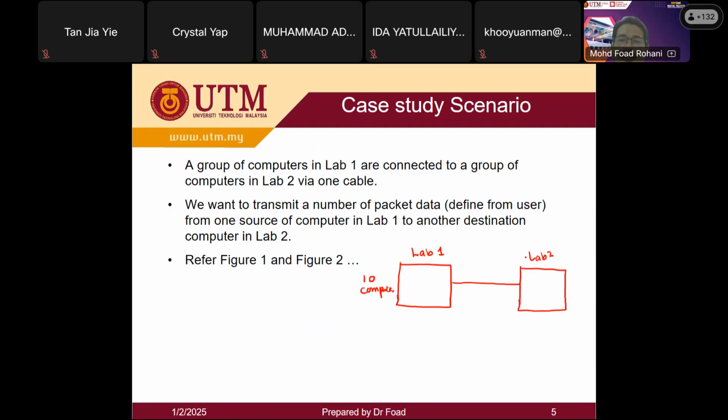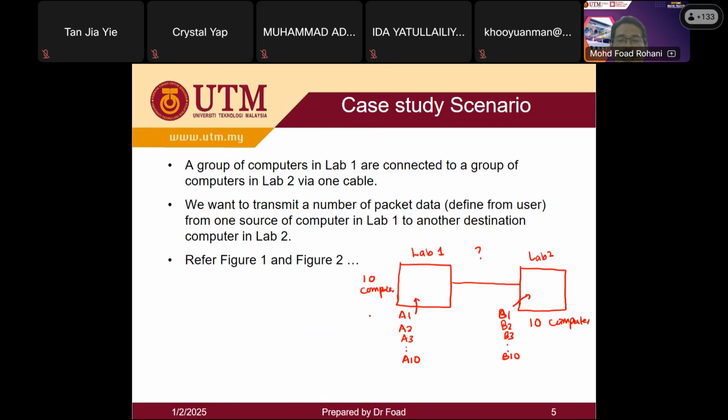In lab 2, I also have 10 computers. So this is the connection. And then here, of course, what devices you need to connect. For example, I have computers A1, A2, A3 until A10, from lab 1. Then in lab 2, I have B1, B2, B3 until B10.